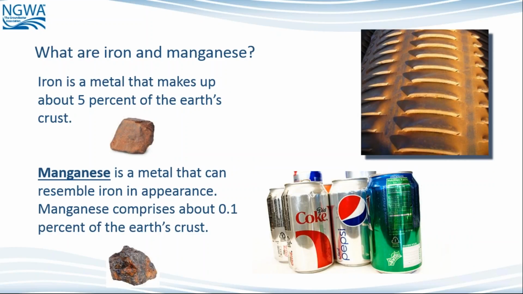The second component that we're talking about today is manganese, also a metal, a mineral, a little bit similar to iron in appearance, as you can see by the two photographs here on the left. When we look at it under the microscope in the laboratory, we can see some very similar aspects of it.